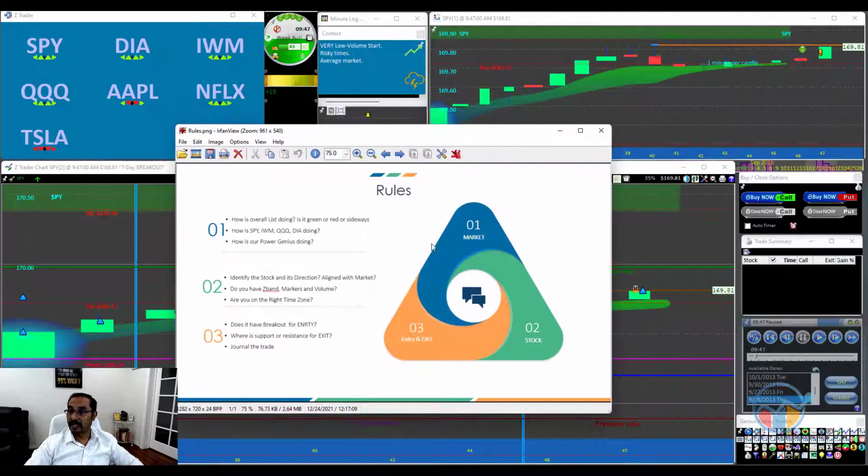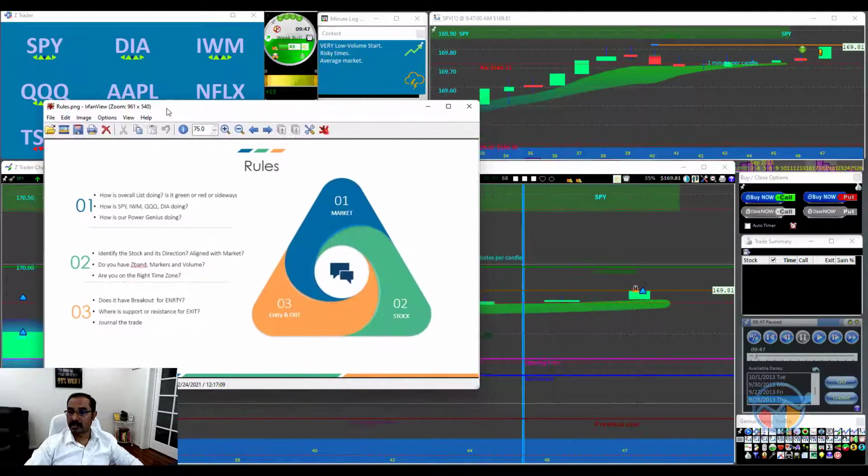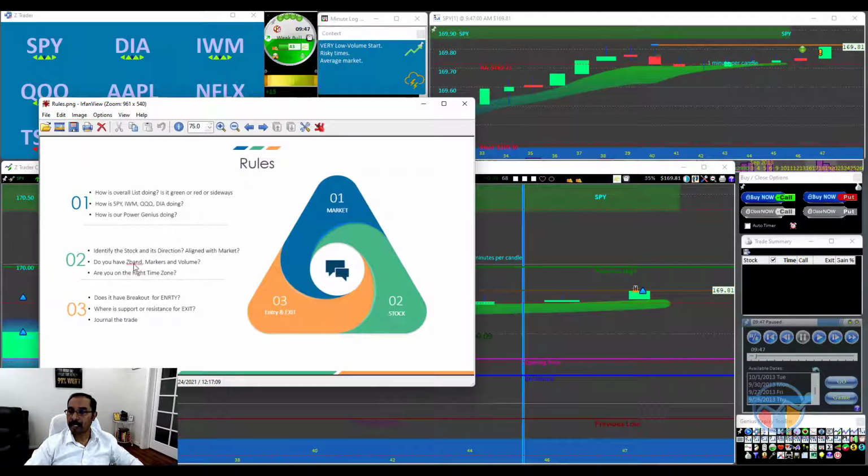So as a recap, you need to check the market, which is nothing but this overall dashboard. How does it look, is it green or red? And then the individual stock you are picking up, it should be aligned with the market. And if it has z-band markers and volume, and you are entering in the right time zone, then what is your entry and what is your exit.